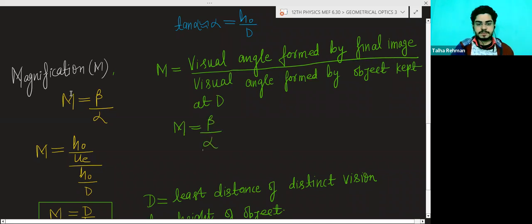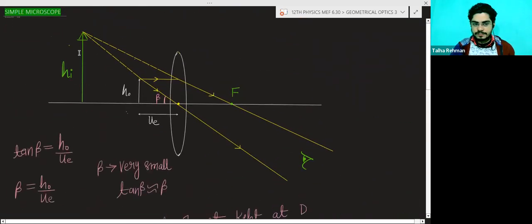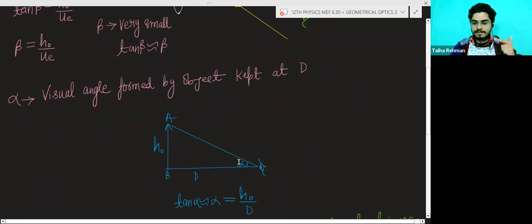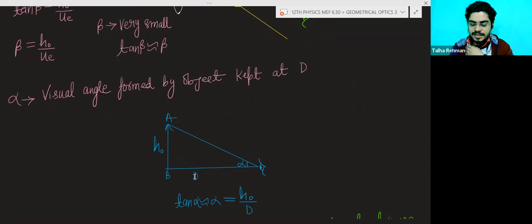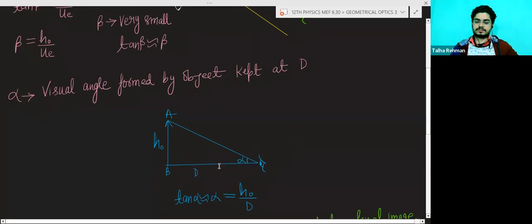Okay, basically this beta is the visual angle formed by the final image. Now you can see here, this is the final image, and this beta is the angle formed by the final image divided by the alpha. And what is alpha? Alpha is the visual angle when the object is placed at a distance of D, that is least distance of distinct vision, and that is 25 centimeter.